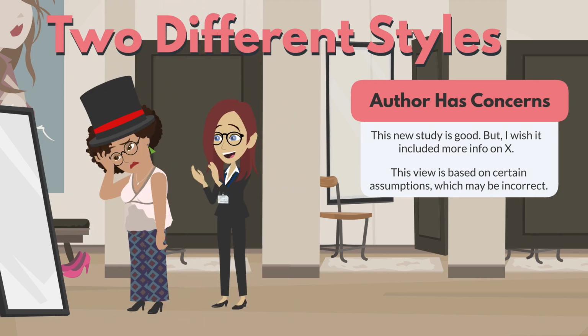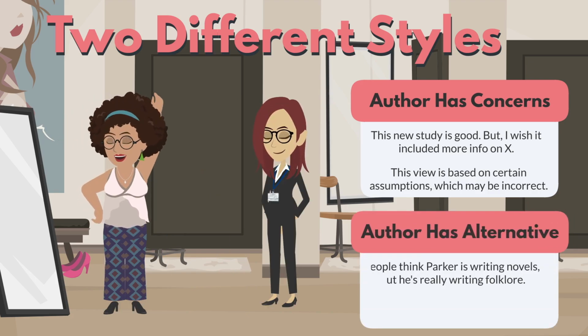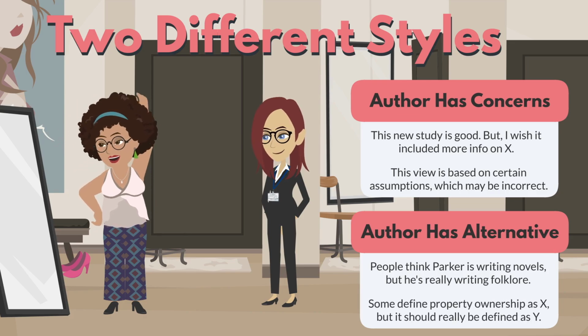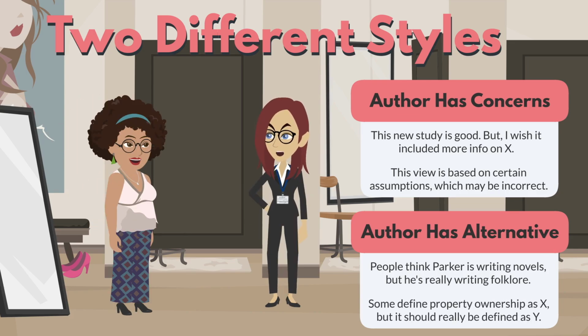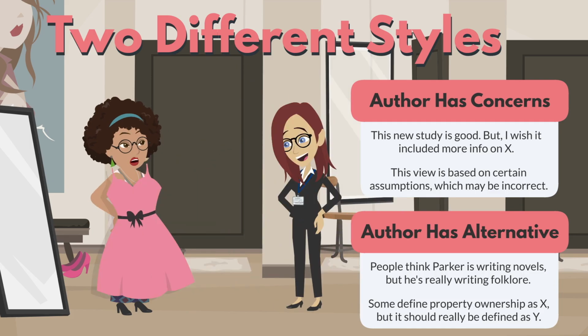And then there's a different style where the author's actually selling us some alternative idea. Like, people think Parker's writing novels, but no, it's folklore. People define property as X, no, it's really Y. This outfit is a crime against fashion. Wear this instead.